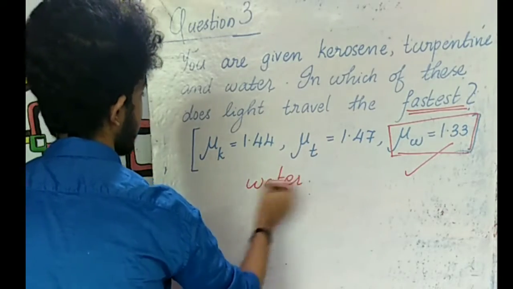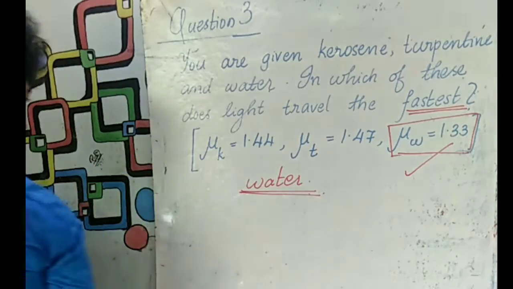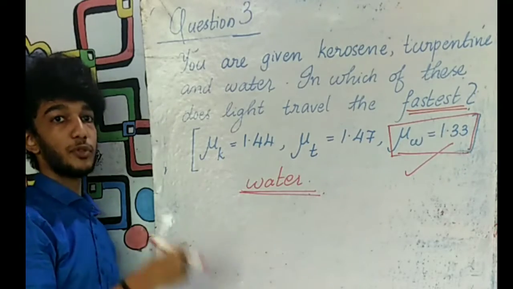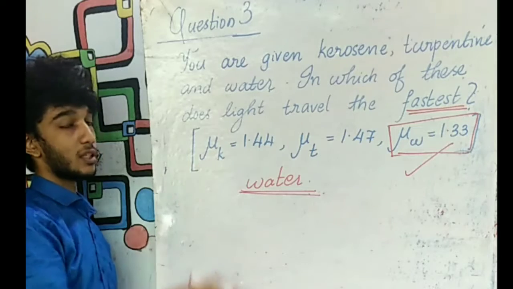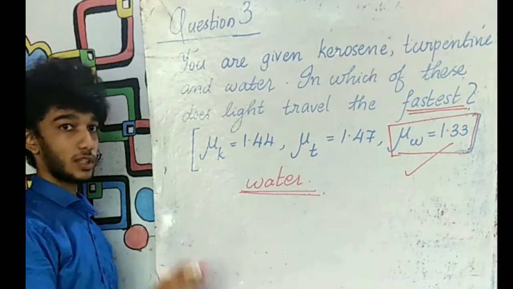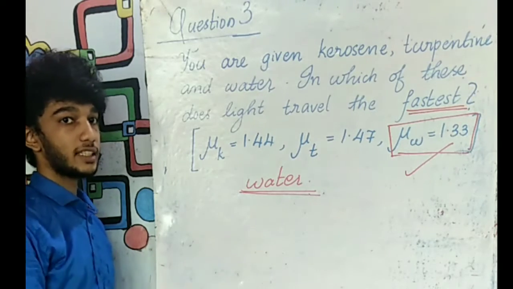The reason should also be provided along with your answer. Because refractive index is inversely proportional to the speed of light, the refractive index of water is the lowest. Hence, the speed of light is maximum in water. So let us move on to the next question.